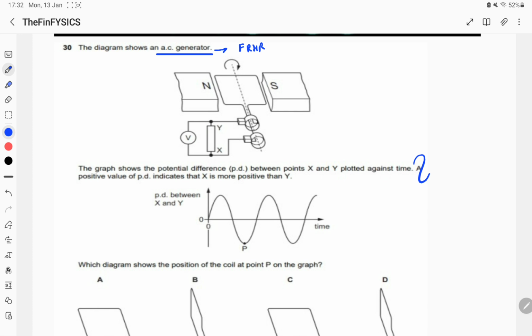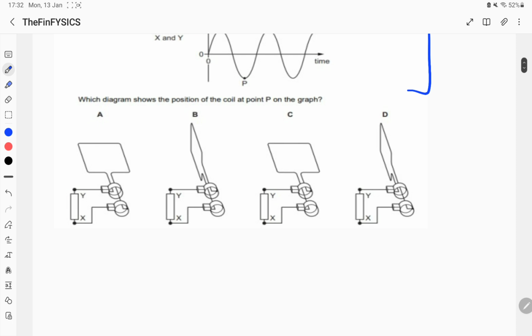Okay, now without even reading the question, let's first understand the diagram. So there are two magnets, north and south. There is a coil in between. If you understand the coil, let's start from here. It's connected to the slip ring, which is connected to Y. Very good. The other end obviously will be connected to X, and as the coil rotates, this slip ring will keep changing position. Okay, the wire will keep changing position now, and that is what they have given here. Correct?